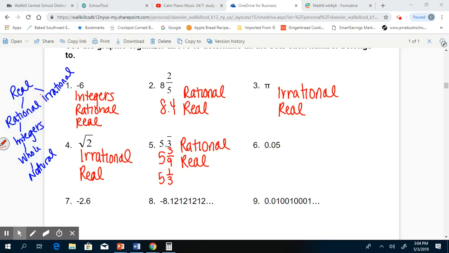Okay, next one, number 6, we have 0.05. Well, 0.05, we have the 5 in the hundredths place, so this is 5 hundredths. We could simplify that further, it would be 1/20th. Since I can write it as a ratio or a fraction, it is rational and real.